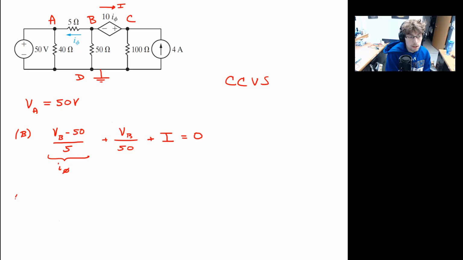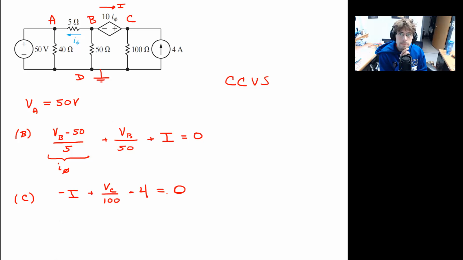Let's go ahead and write down an equation for C. And again, the leftmost branch, we have that current I that we put in there, and it's running into node C, so I better put a negative I. The bottom branch, VC over 100. Okay. And then the rightmost branch, we again see we have a current supply pushing current into node C. So we better put a negative sign in there, and we have 4. And that whole rigmarole equals 0.